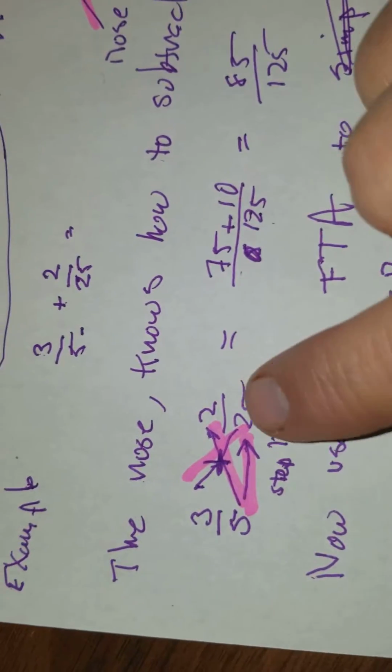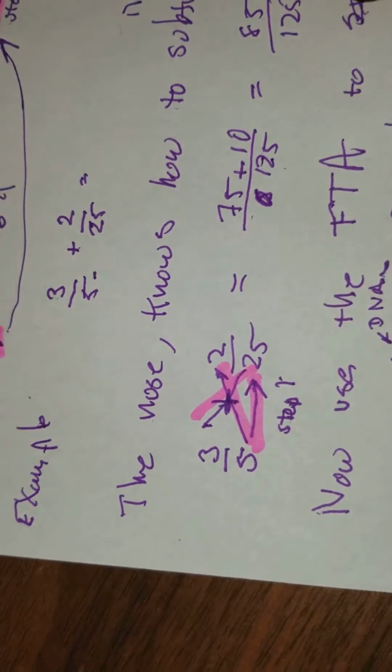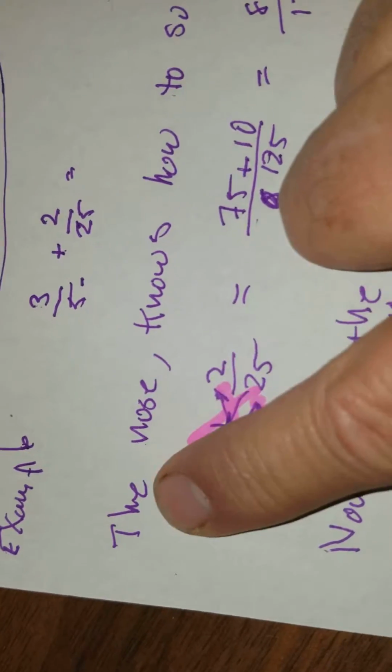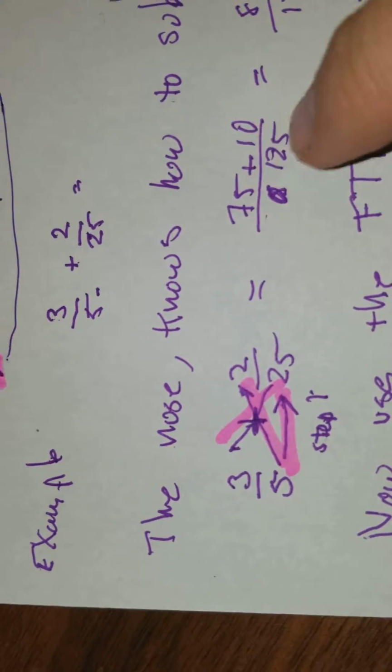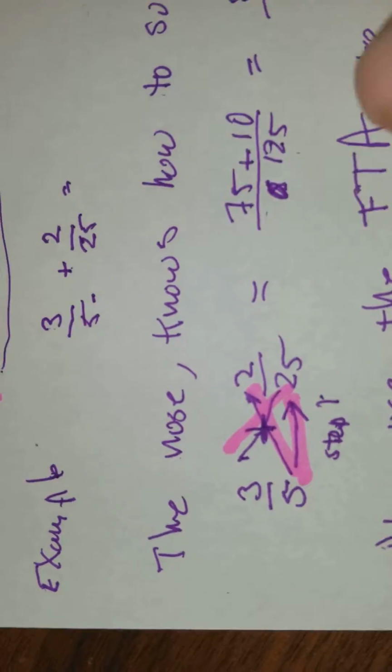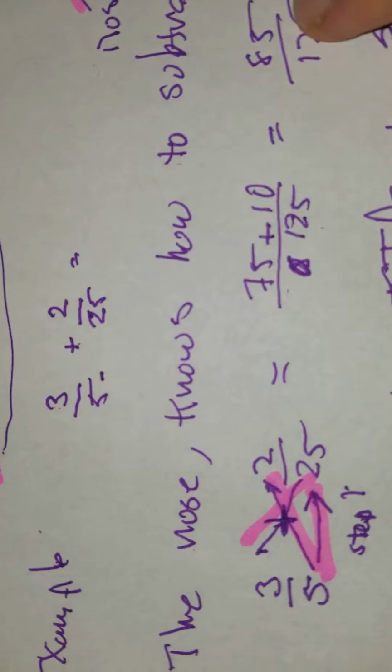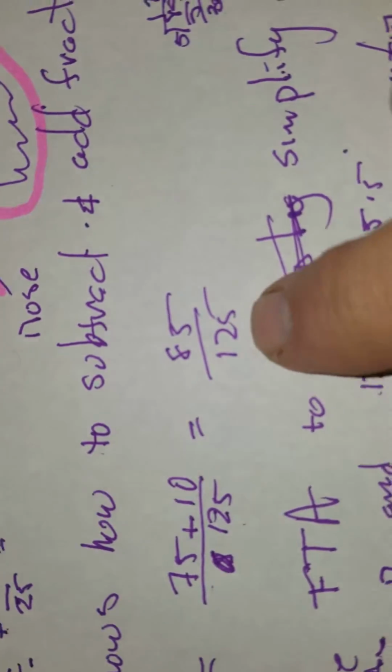I don't worry about it. I do my nose. What's 5 times 25? 125. Okay, second step, 25 times 3, 75. See that? And then 5 times 2, that's 10. So now when I add those up together, you can see that the top one ends up being 85 over 125.